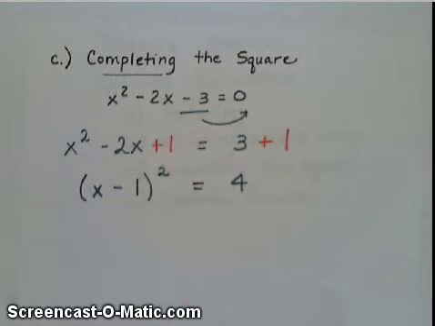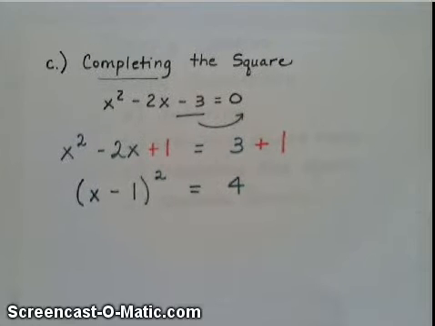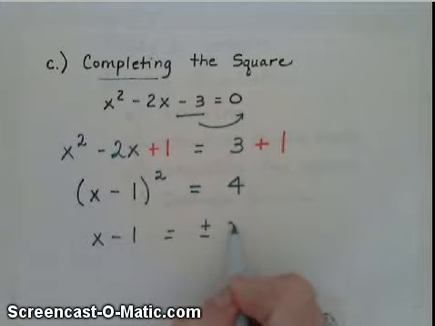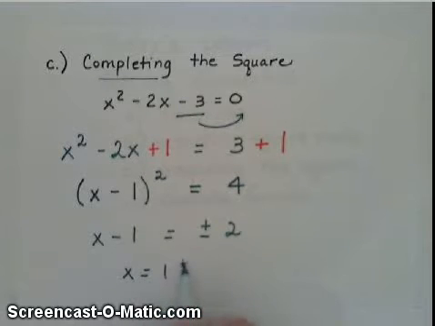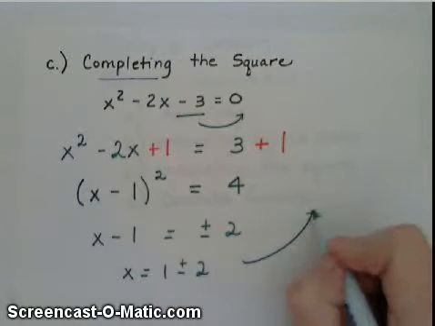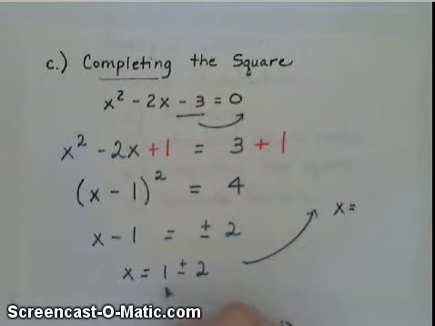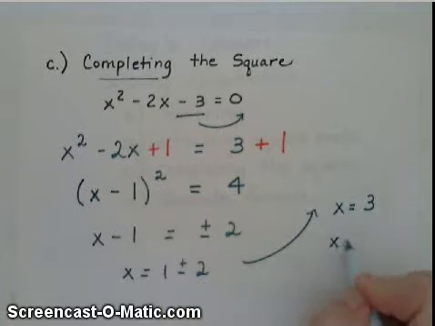Now, then you're going to return to the method we just talked about, the extraction of square roots. Take the square root of this side, you're going to get x minus 1. Take the square root of this side, you're going to get plus or minus 2. And so our answer would be 1 plus or minus the square root of 4, which is 2, 1 plus or minus 2. And that means our two answers are x equals 1 plus 2, which is 3, or x equals 1 minus 2, which is negative 1.